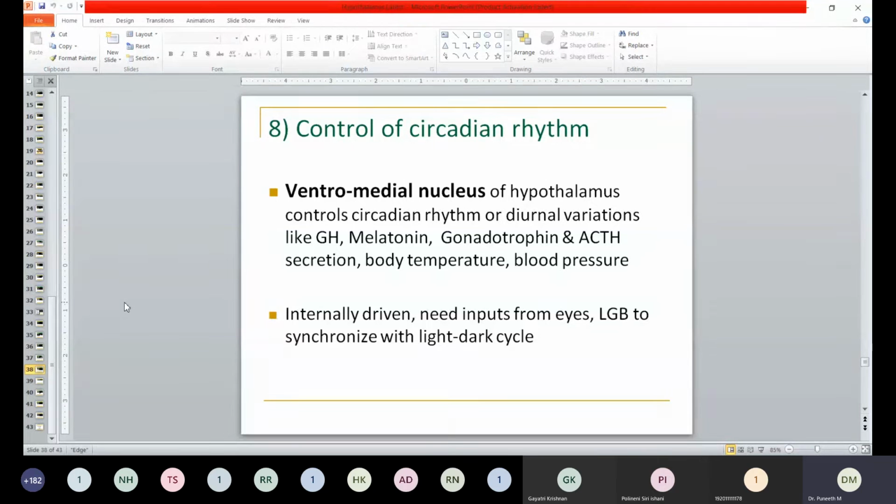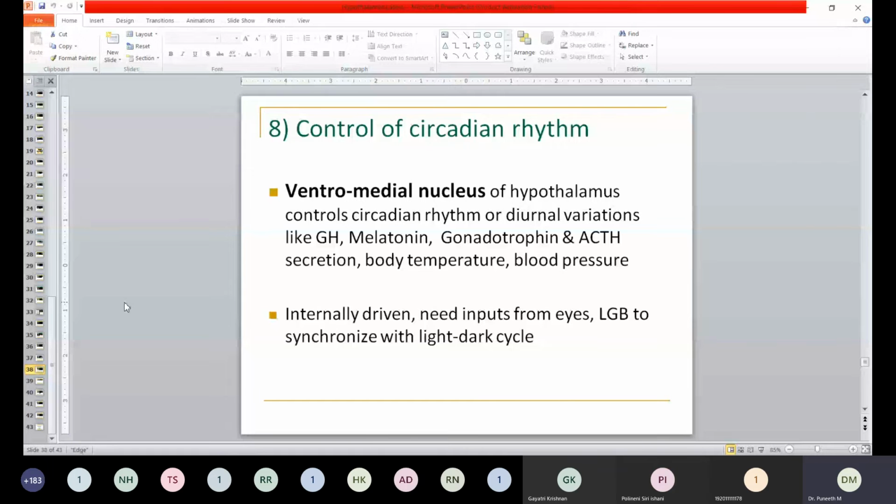All these circadian rhythms, it is our hypothalamus that acts like a biological clock, which is internally driven. Just the input will go from the eyes. The light input will go from the eyes. In the darkness, the inputs will not go.